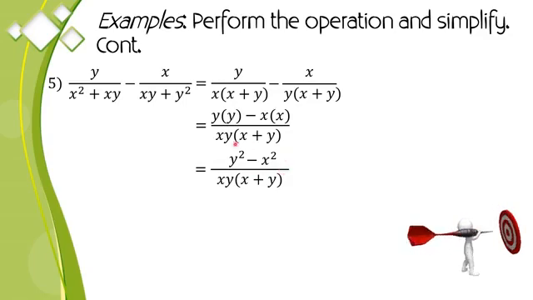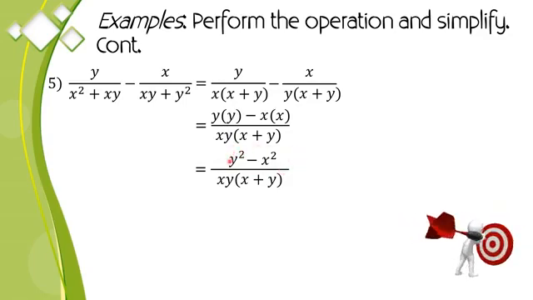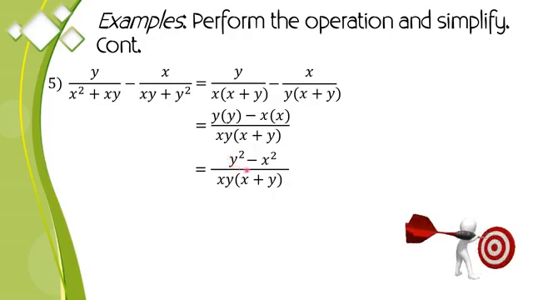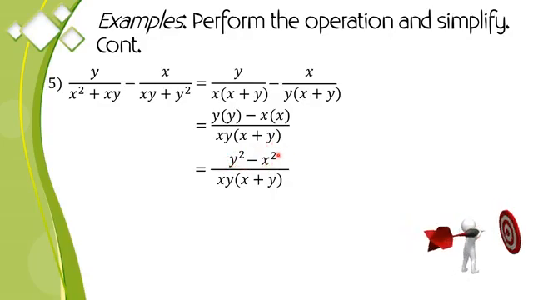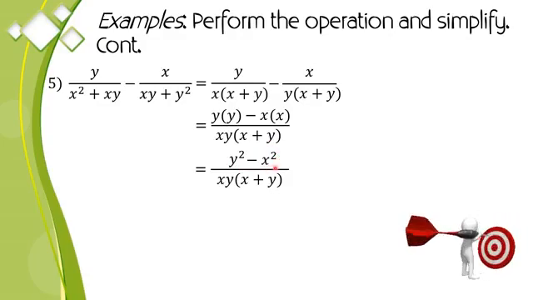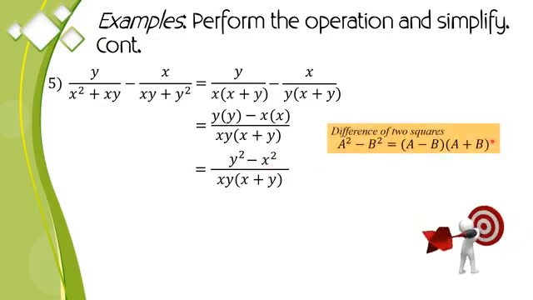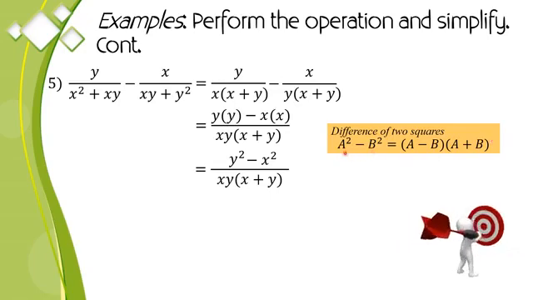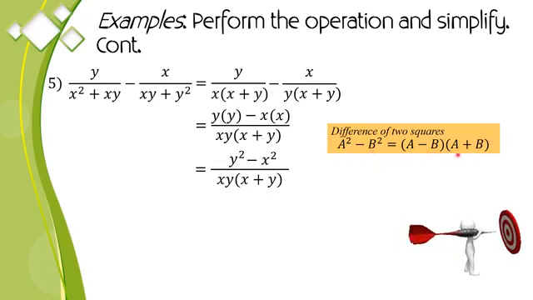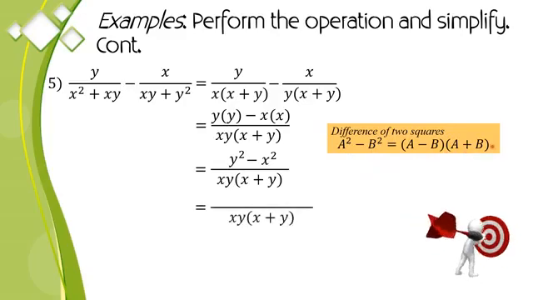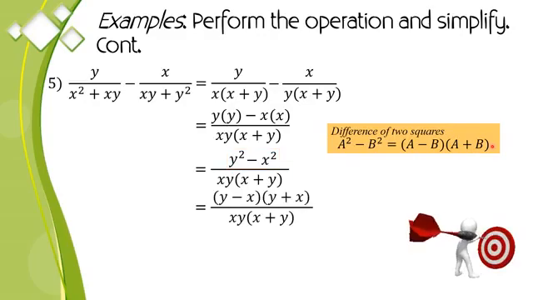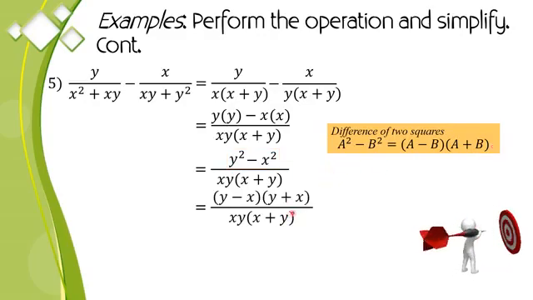So factoring our numerator, observe that our first term is a perfect square, and also our second term is a perfect square, and the operation is minus. So by methods of factoring, that is difference of two squares, when you have this form, the factor is a minus b times a plus b. Applying this concept, you will have the factor that is y minus x times y plus x.